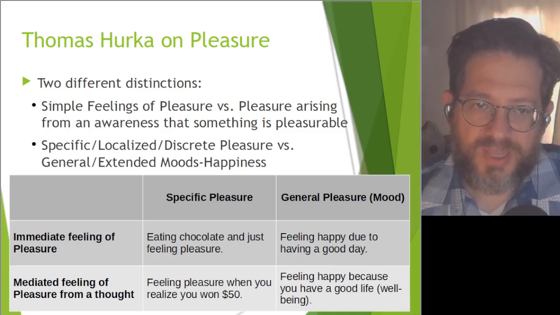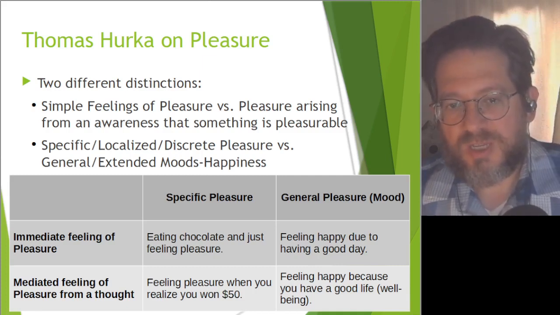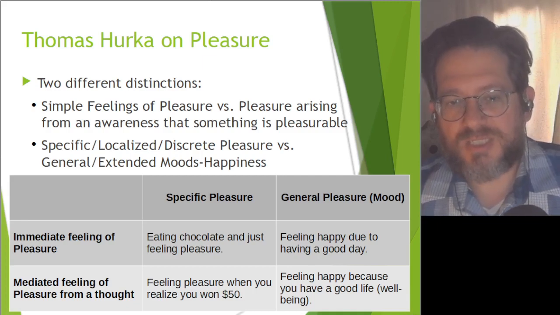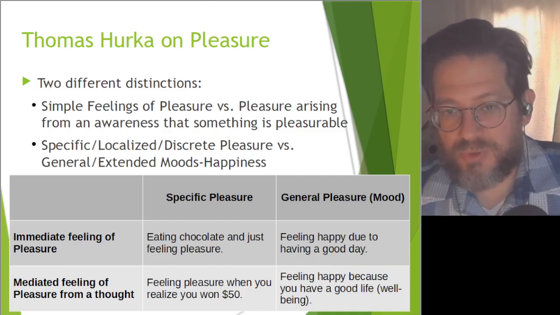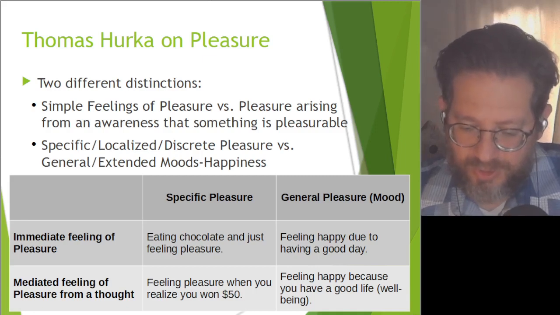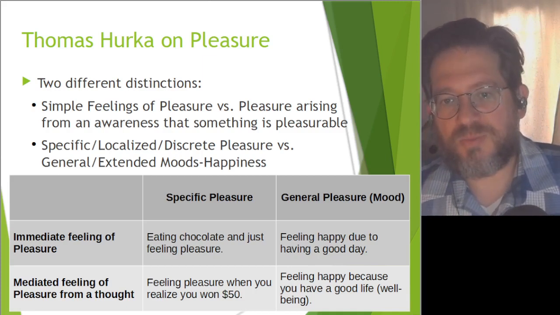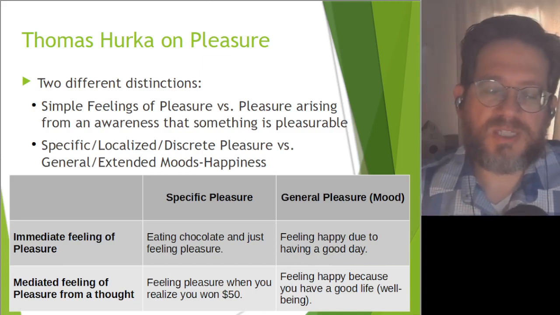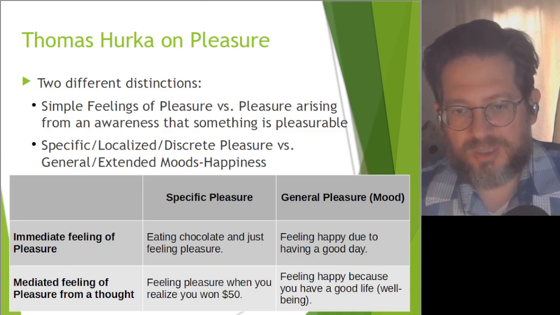Okay, the other way that he classifies pleasure, he says there's specific, localized, or discrete pleasure, and he's contrasting that with general or extended, and he changes the word pleasure to moods. So pleasure becomes something that's distinct. It's pleasure of a specific thing. But if it's just a general feeling, it becomes a mood. And he talks about happiness versus pleasure. And he says you can take these different ways of classifying and think about all the different combinations.